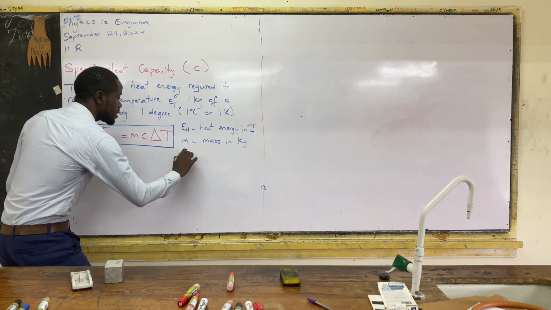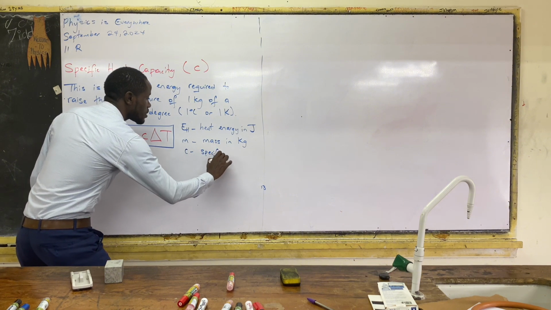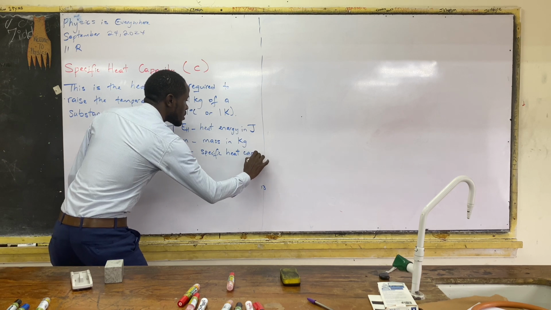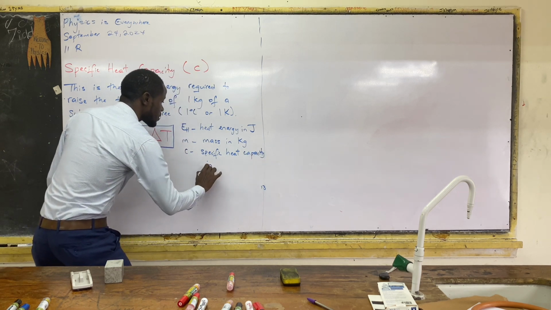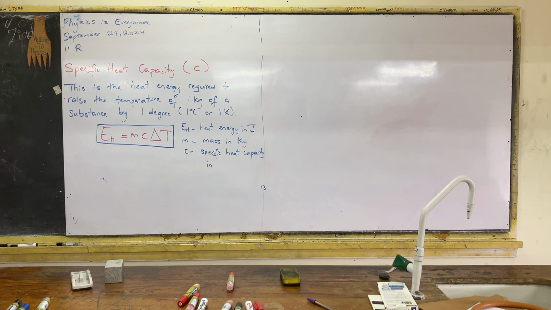M is the mass, and mass is in kilograms. And C is the specific heat capacity, and this is measured in what? What will this be measured in? J slash K.